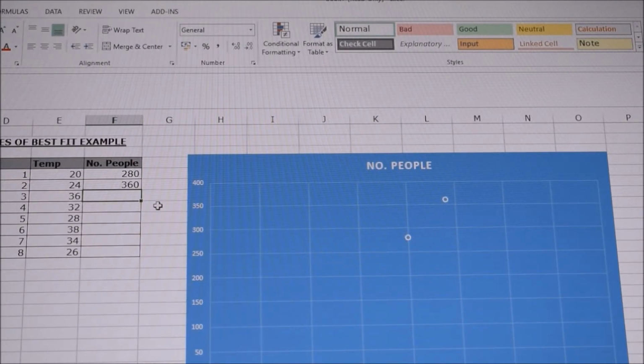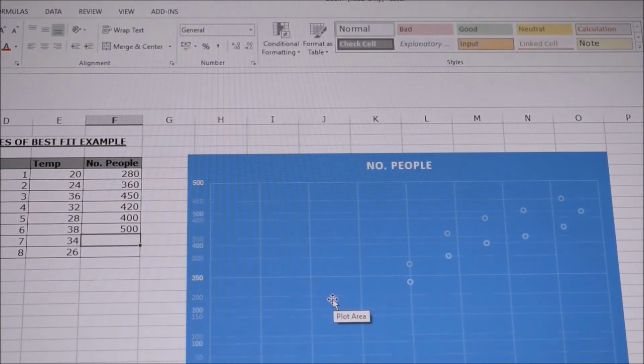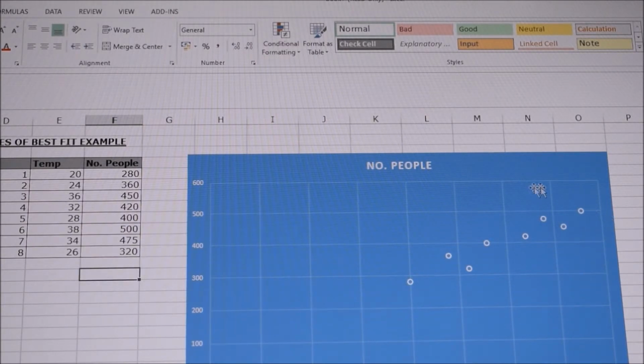On day 3, it was 36 degrees. We had 450 visitors. There we go. There's our third point on our scatter graph being plotted. Right, we're near the end of our data list. And on day 8, it was a bit of a cooler day again at 26 degrees, and only 320 visited the pool. So as you can see, we have 8 scattered dots on our graph.